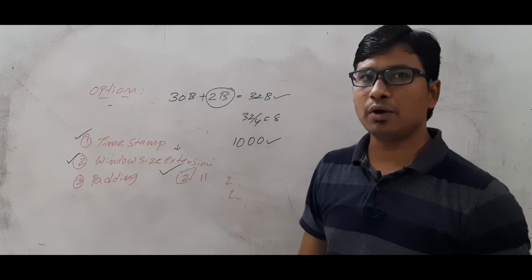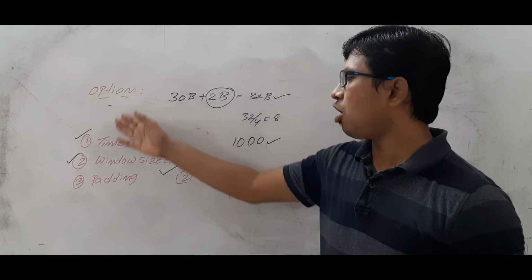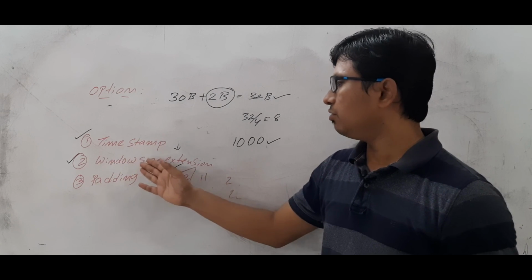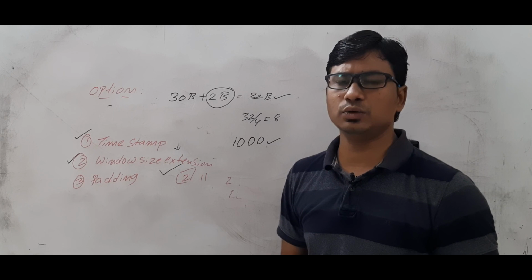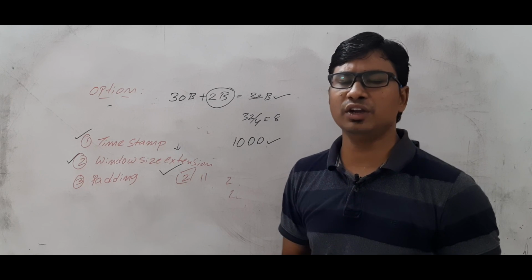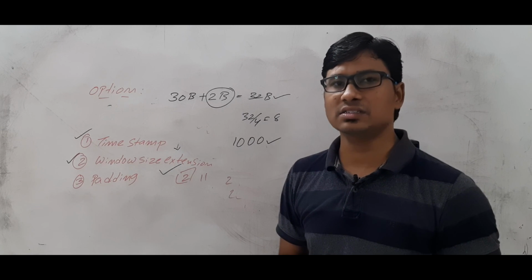So I hope you have understood how I have done the TCP checksum and the options field, such as timestamp, window size extension and padding. If you still have any doubts related to these two concepts, feel free to ask me in the comment section. I will try to clear your doubts in less than 24 hours.